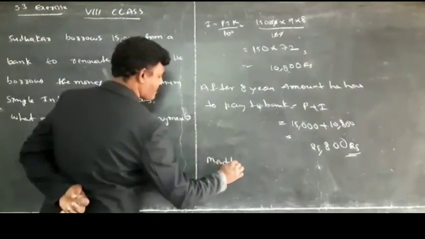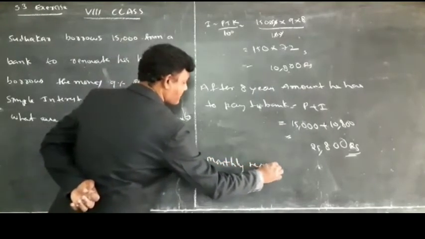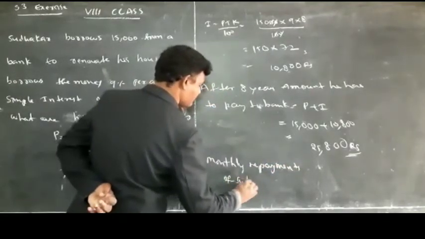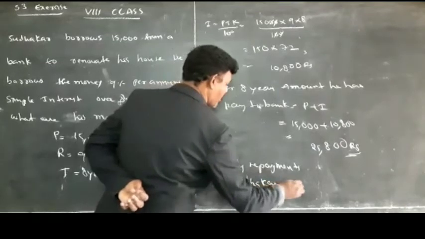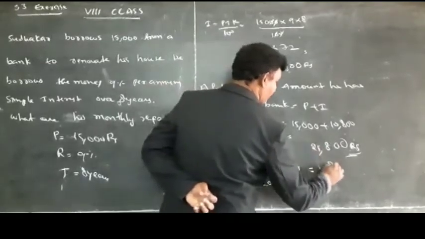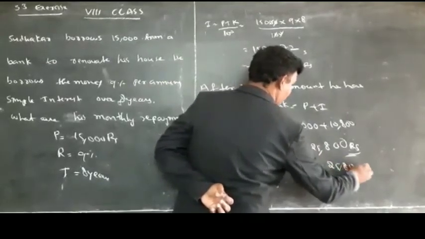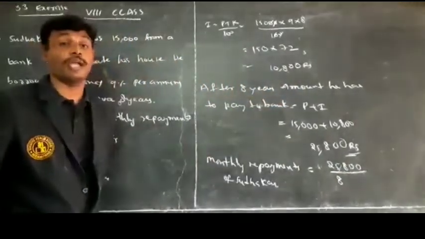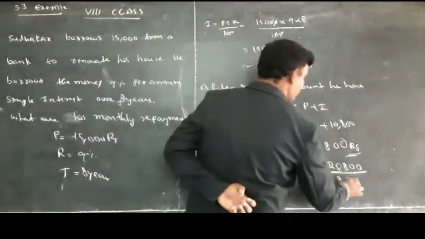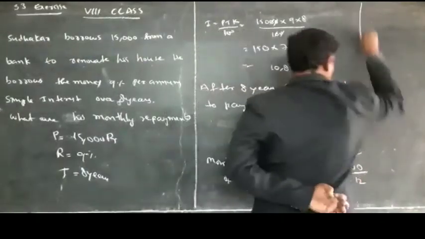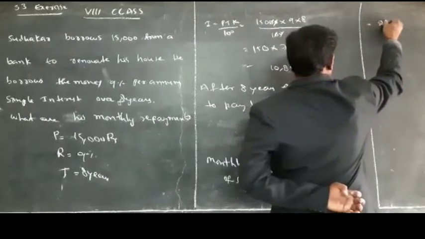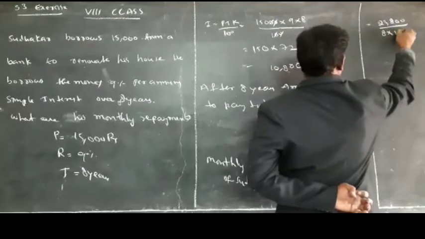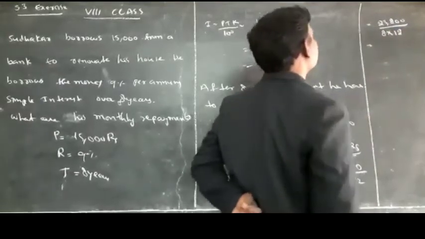Monthly repayments of Sudhakar is equal to 25,800 by, so total how many years? 8 years. That amount is over 8 years, and in every year there are 12 months. So it is equal to 25,800 by 8 into 12. Now, any cancellations?